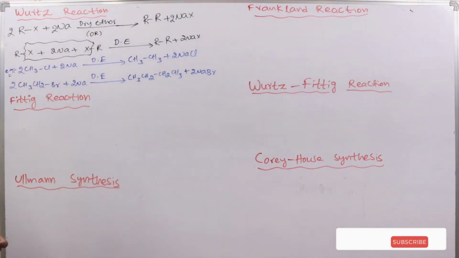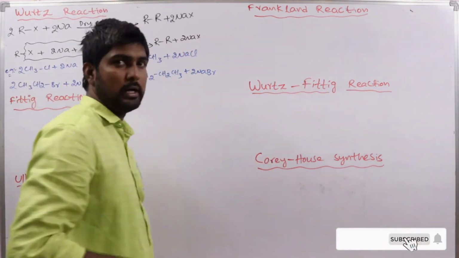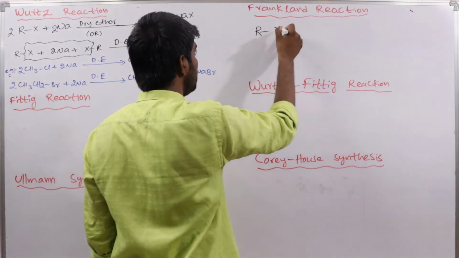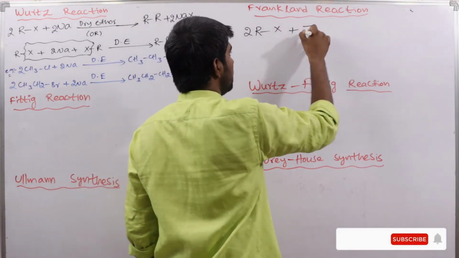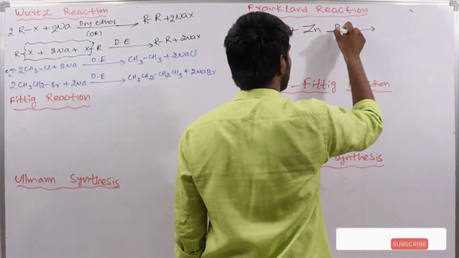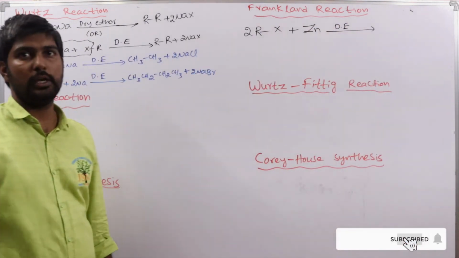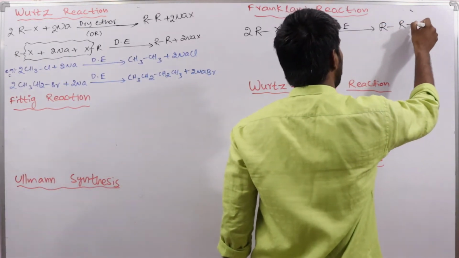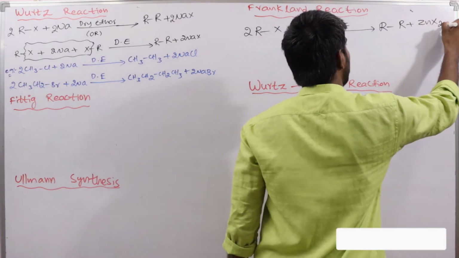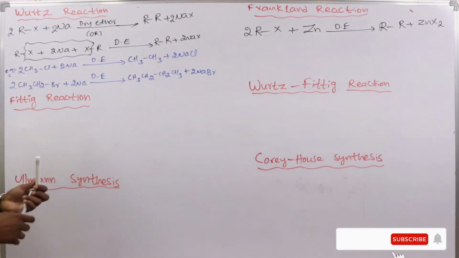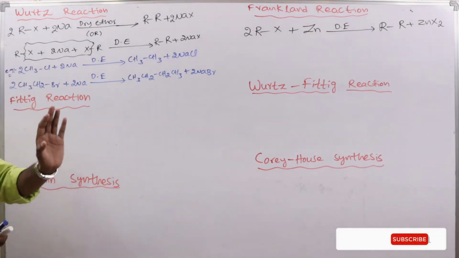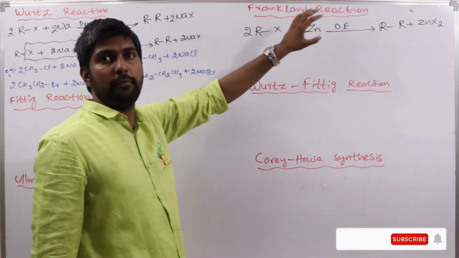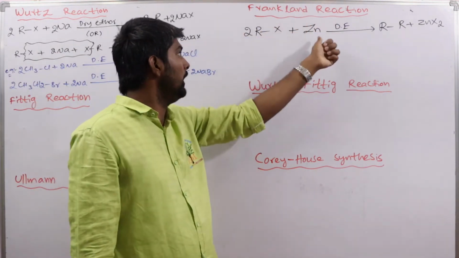Next, the Frankland reaction. What is the Frankland reaction? It is also similar to the Wurtz reaction. The same alkyl halide reacts with zinc metal, again in dry ether, and we get hydrocarbon plus zinc halide. Look at the difference between these two: the metal we use is sodium in the Wurtz reaction, and in the Frankland reaction the metal used is zinc.